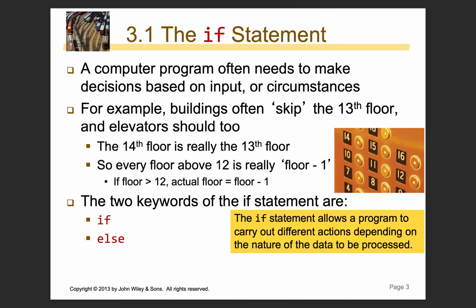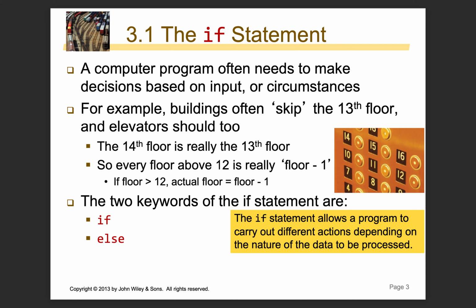So the main starting focus for today is going to be the if statement. A computer program often needs to make a decision based on input or circumstances. For example, buildings often skip the 13th floor when they're building them, right? And elevators, therefore, should do the same. The 14th floor is actually the 13th floor, but it's not called the 13th floor, it's called the 14th floor. So every floor above 12 is really the floor number minus 1. The 14th floor is actually the 13th floor, the 15th floor is actually the 14th floor, and so on.